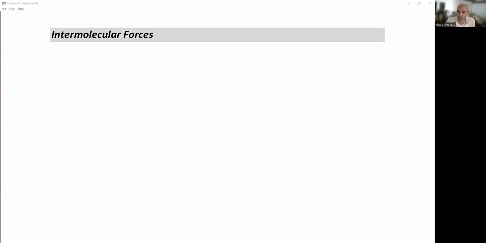I'll talk about boiling point briefly, because boiling point's a good measure of the strength of intermolecular forces. But I'm not going to talk about viscosity in this. I'm not going to talk about surface tension or vapor pressure, which is also an important one to know as well. But let's talk about intermolecular forces.